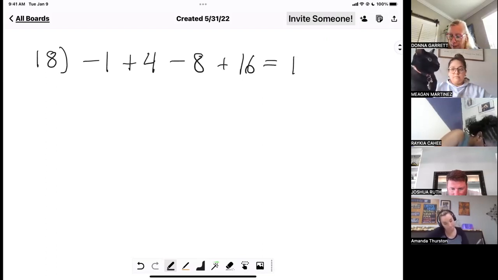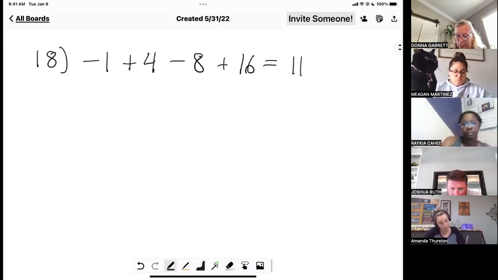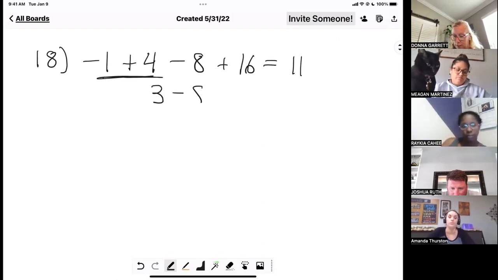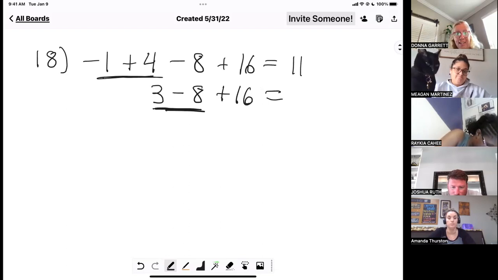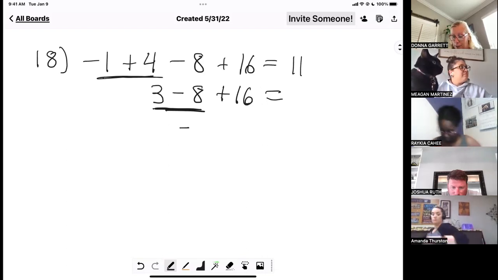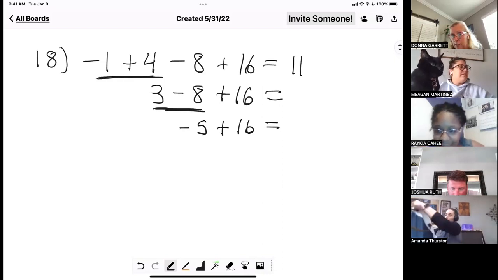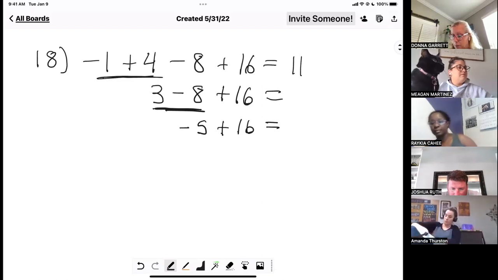Okay, if you got 11, got it. Negative 1 plus 4 are different signs, so I'm going to subtract them. 4 minus 1 is 3. 4 is a bigger number, so it's positive 3. I'm going to bring everything else down. Next two. 3 minus 8, opposite signs, so I subtract them. 8 minus 3 is 5. 8 is a bigger number and it's negative, so that's negative 5. My last two are also opposite signs, so I subtract them. 16 minus 5 is 11, but 16 is a bigger number, so it has to be positive.